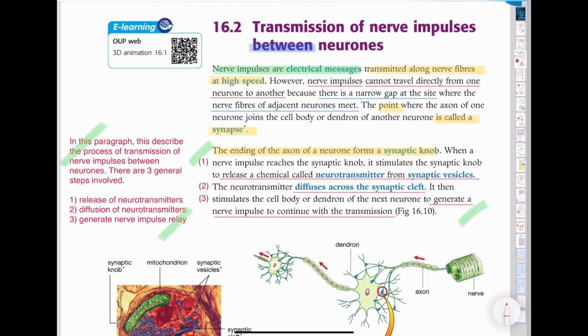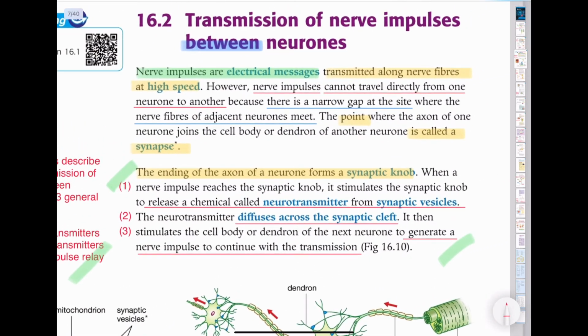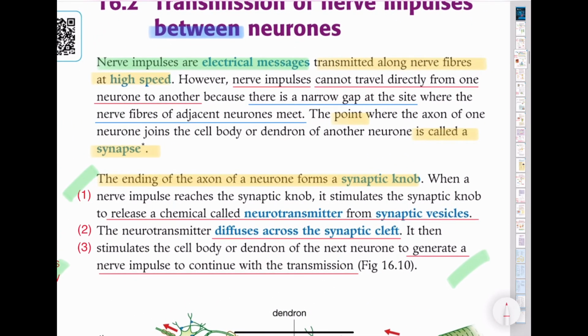After talking about the first MC question, I would like to recall one more thing: the transmission of nerve impulses between neurons. In the question, we are talking about transmission in one neuron, but what about between neurons? The first idea is that nerve impulses cannot travel directly from one neuron to another because there is a narrow gap at the site where the nerve fibers of adjacent neurons meet.